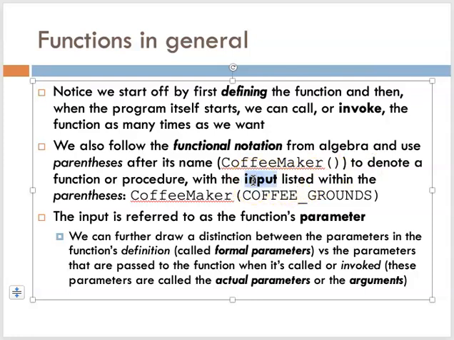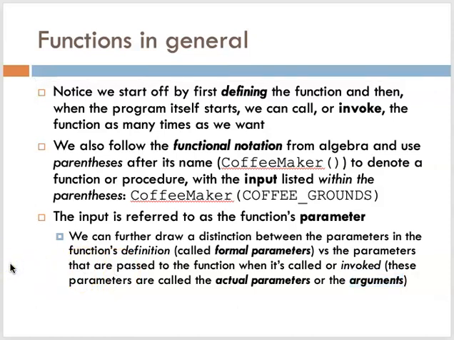And if that function or procedure did have input, it would go within the parentheses. So for example, if we wanted to pass a certain kind of coffee grounds, depending on whether we used coffee grounds at all or used different ones or a certain brand name on certain days, that would be the input. The input would be what we refer to as the function's parameter. And we can draw further distinction here between the parameters that we utilize or delineate within the function's definition. Those are called the formal parameters. The parameters that we pass to the function when it's called or invoked are called the actual parameters, or synonymously, the arguments, because they contain the values that the function is going to use in order to do whatever processing it needs to do.